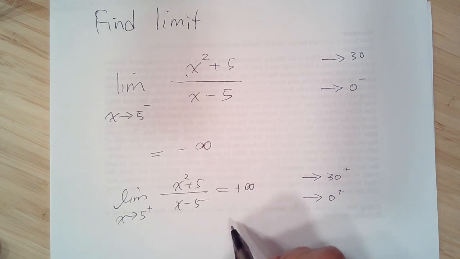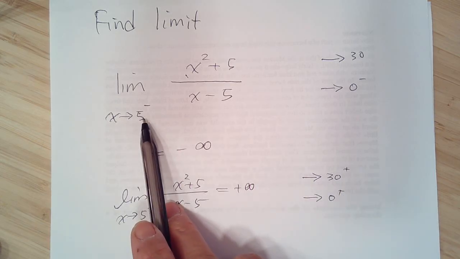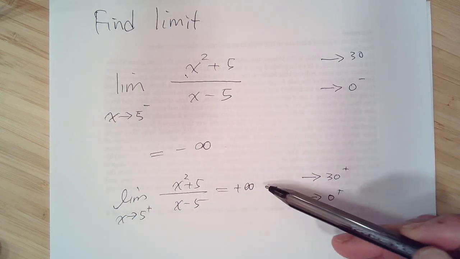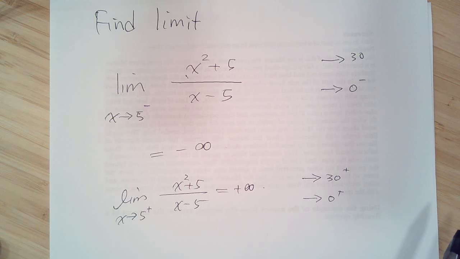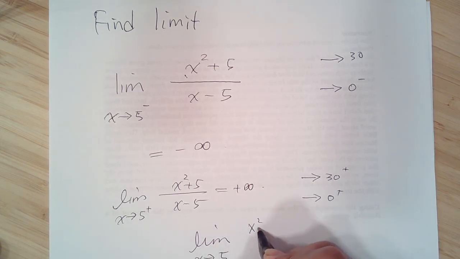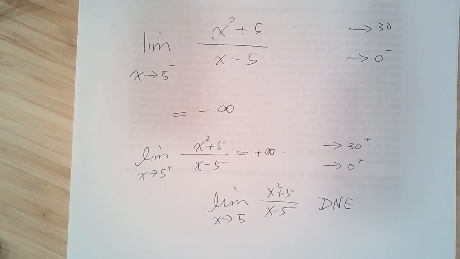All right. Now, when x approaches 5 from both sides, you get different answers. One is positive, the other one is negative. Then we're going to say this limit does not exist. So for the limit as x approaches 5 of x squared plus 5 over x minus 5, you just tell me it does not exist.